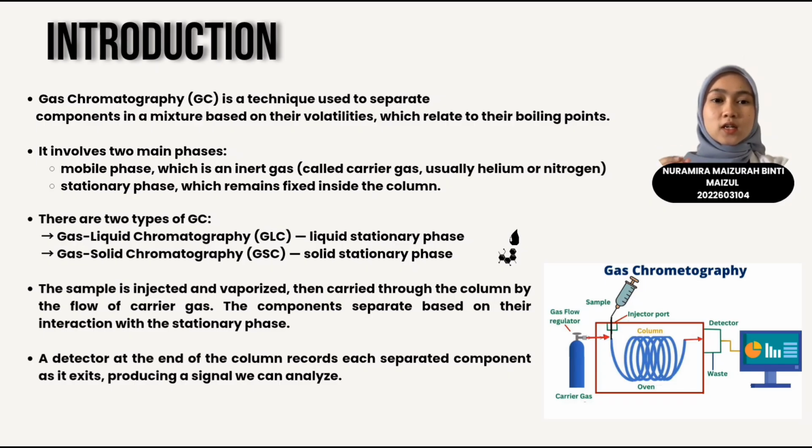Okay, so now here's how the process works. First, we inject the sample and it gets vaporized at the inlet. The carrier gas pushes the vaporized sample through the column, where the components separate based on how they interact with the stationary phase. Finally, the detector records the signal as each component exits the column, and this gives us the chromatogram to analyze. So in short, GC helps us separate and detect different components in a vaporized sample using a gas and stationary materials inside the column.